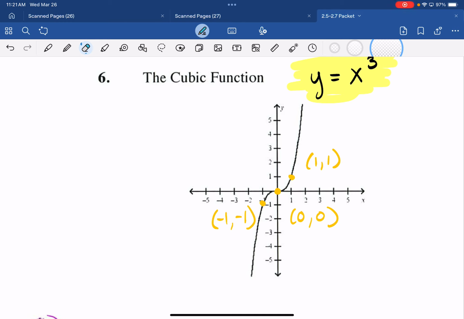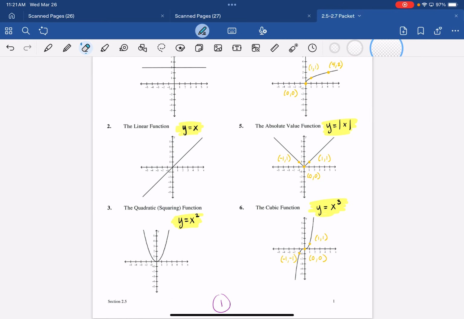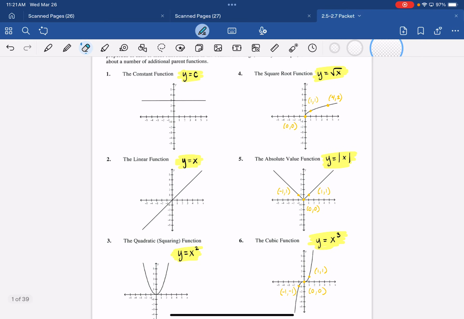Let's say you forget what these graphs look like. Not to fear. If you remember our formulas, obviously quadratic is x squared, cubic is x to the 3. You can always just plug values in. Plug in 0, plug in 1, plug in -1, and you'll start to remember the shape.